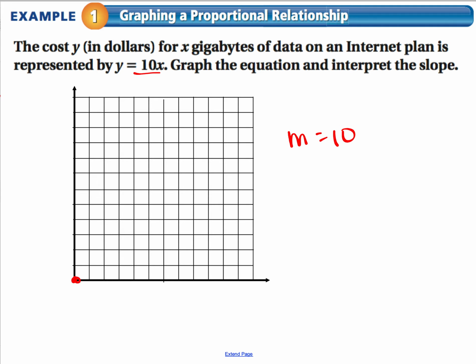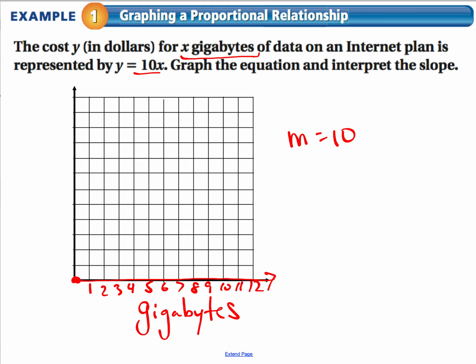All right, first, my x-axis, I'm going to label it gigabytes, because x gigabytes. And I'm just going to number 1, 2, 3, 4, 5, 6, 7, 8, 9, 10, 11, 12. All right, good. For the y-axis, y is cost in dollars. So I'm going to put cost measured in dollars. And since the slope's 10, these numbers are going to get big fairly quickly. So I'm going to count by 5s and label every other one.